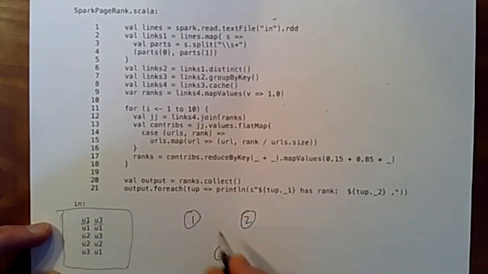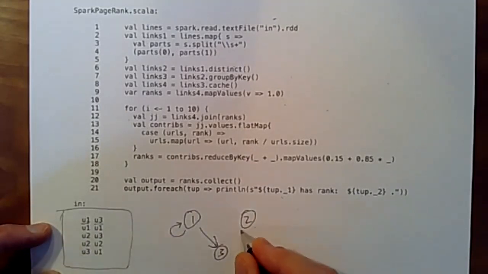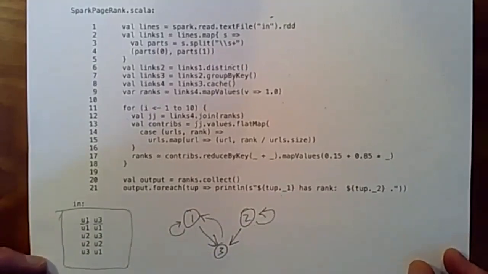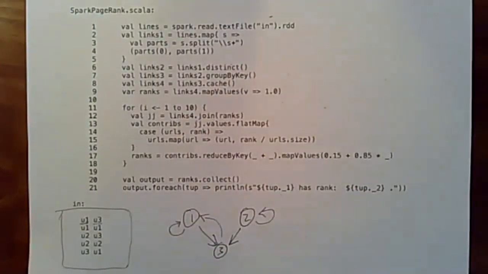I can just interpret the links. There's a link from one to three. There's a link from one back to itself. There's a web link from two to three. There's a web link from two back to itself. And there's a web link from three to one. So it's a very simple graph structure.